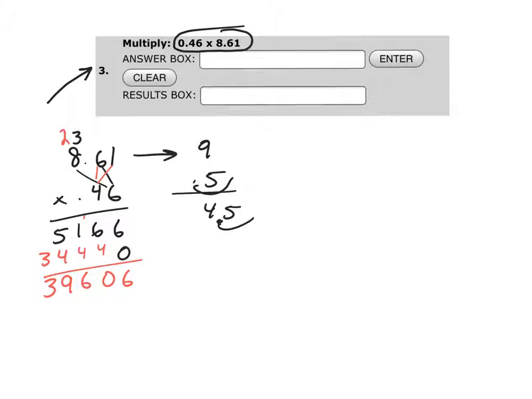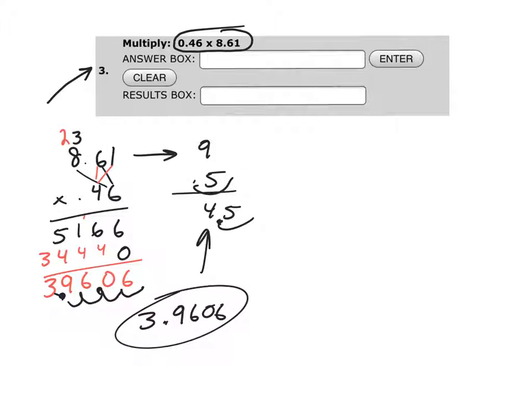1, 2. So I'm going to do this. 1, 2. That's the first factor. The second factor is 1, 2. We need to go 2 more positions. 1, 2. So 3.9606 is our answer. Is it in the ballpark of our estimate? I would say so.